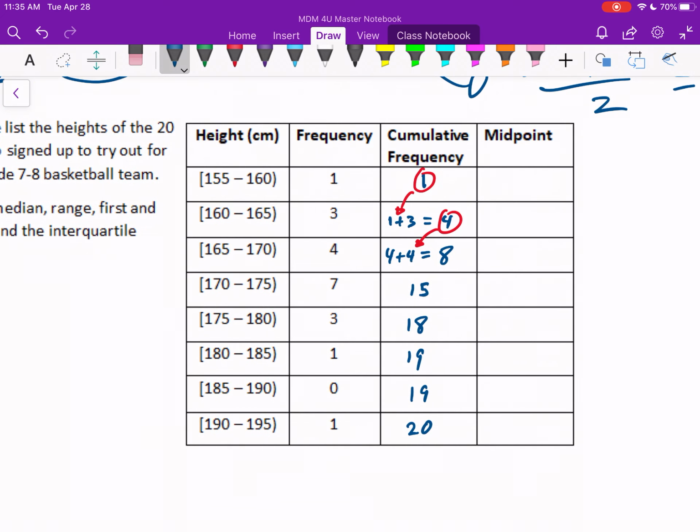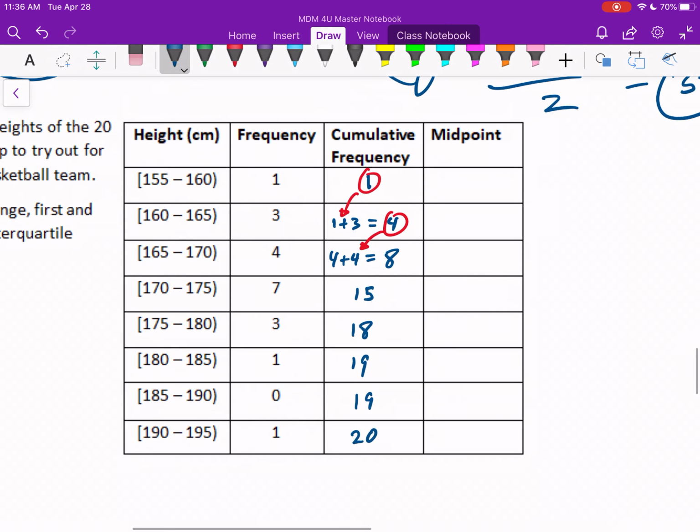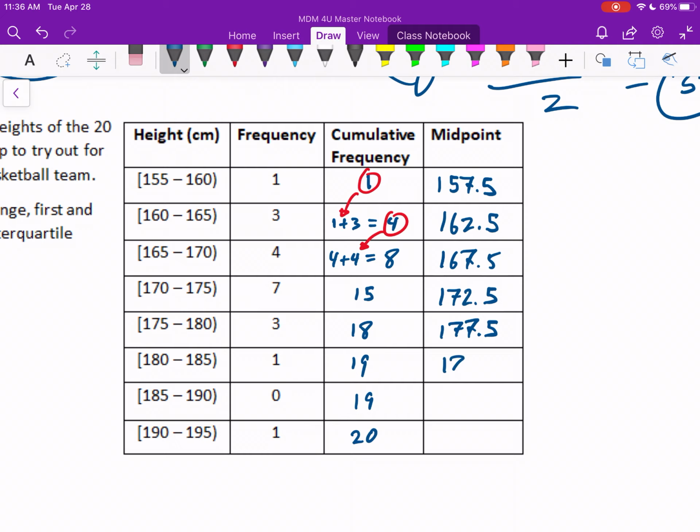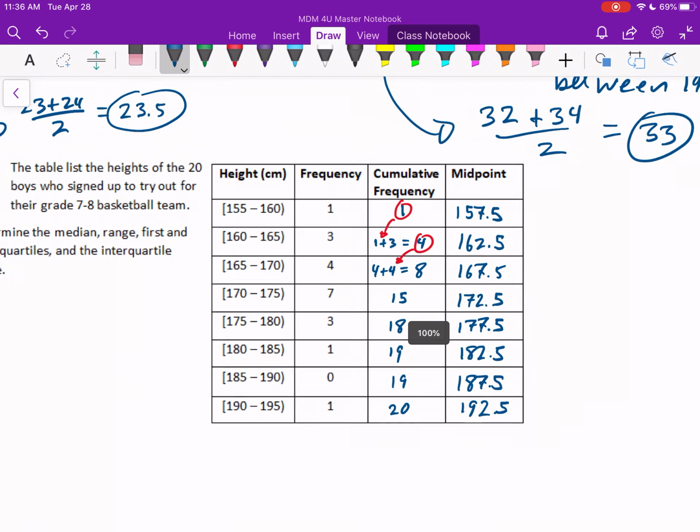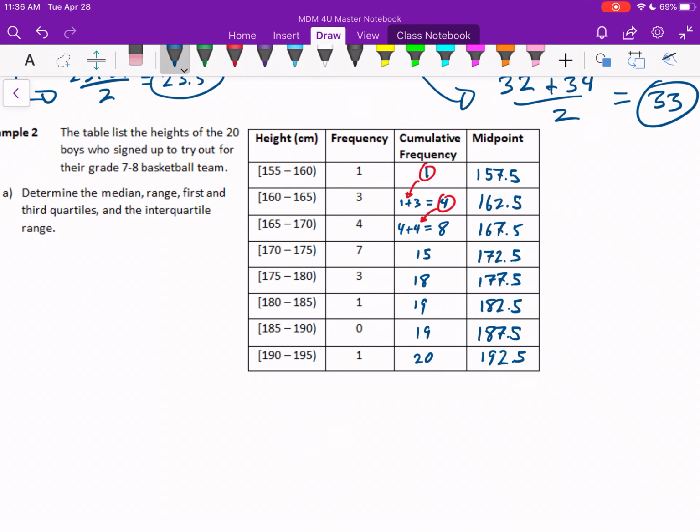We also need to know the midpoint, right? This is grouped data, so 155 to 160. We don't know what the height of the boy is who's in this group, so our best guess is the middle. It's 157.5. And it's going to be the middle for each interval. Okay, so this data will help us get our midpoint and so on.